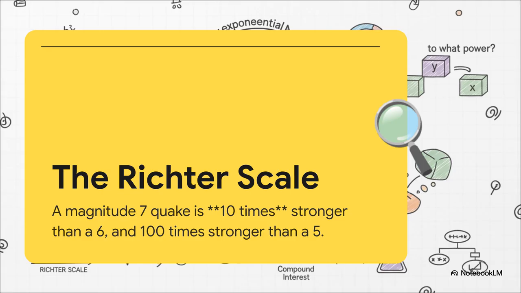So let's circle back to earthquakes. The Richter scale is logarithmic, which means every time you go up one whole number, the actual ground shaking gets 10 times stronger. So a magnitude 7 quake isn't just a little bit worse than a 6, it's 10 times stronger, and it's 100 times stronger than a 5. Logarithms let us take these gigantic differences and put them on a scale that actually makes sense.